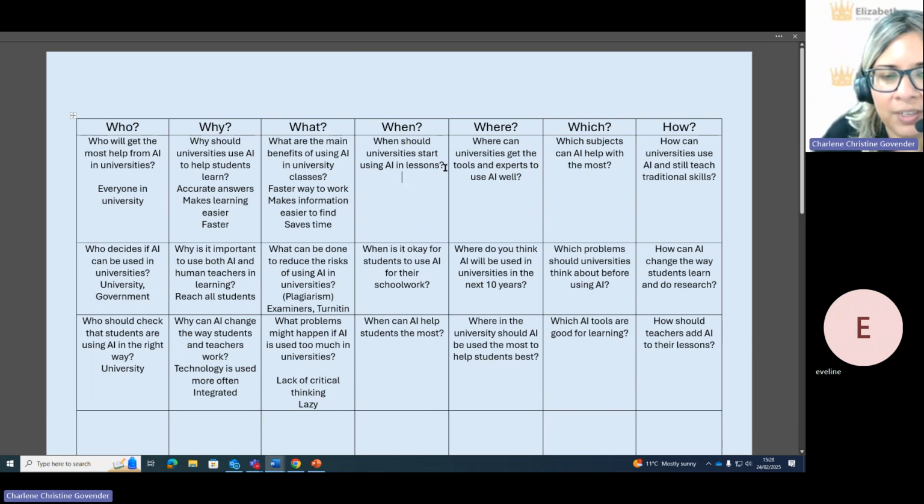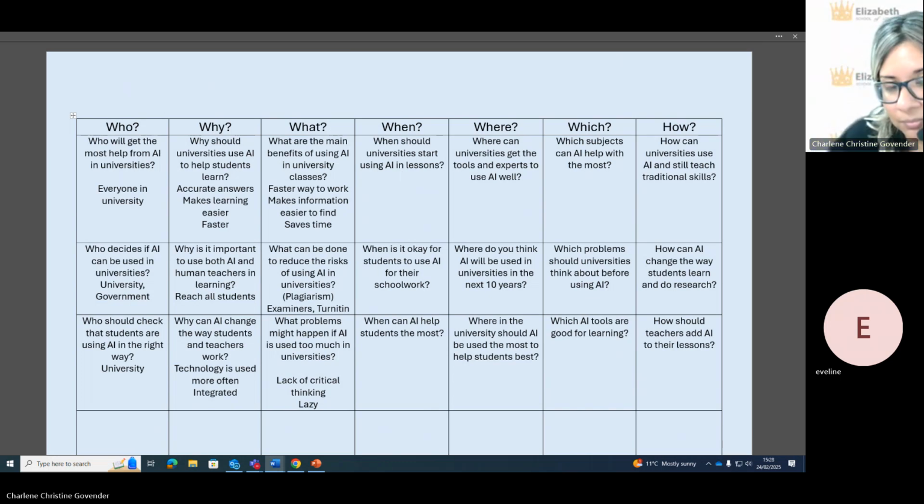Okay, so back to the when. When should universities start using AI in lessons? Do you think they should start using AI in foundation year or your first year or your last year? Maybe you think in postgraduate studies they should only use AI, or when you're doing your doctorate. When do you think? Maybe when it's more hard, I don't know. It's okay, there's no right or wrong answer. We're just asking questions. So it can be your view.